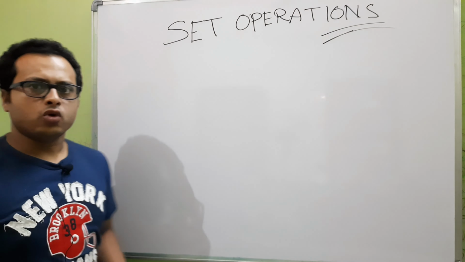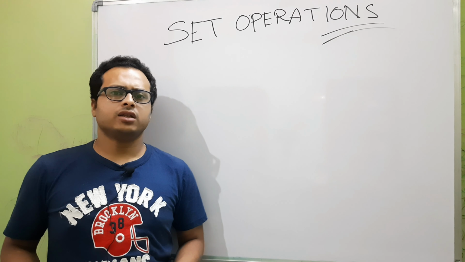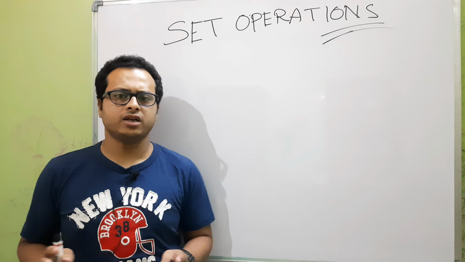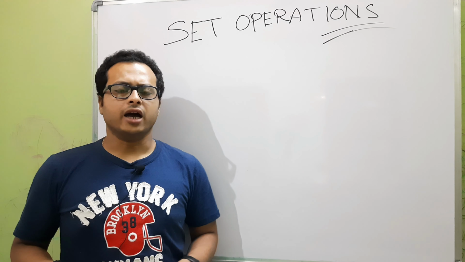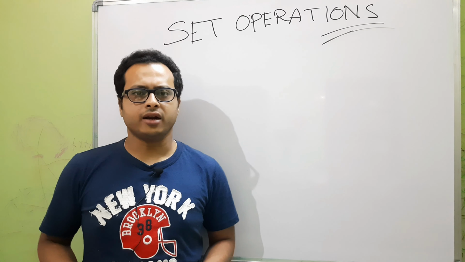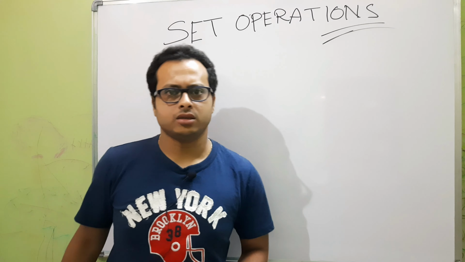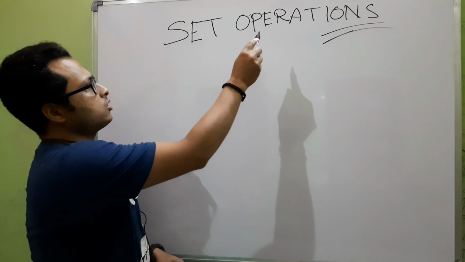In my previous posts and blogs, I have already covered what a set is, different types of sets, methods of representation of sets, then hierarchy of sets, and also the Venn diagram. Let's continue with the Venn diagram topic with set operations.